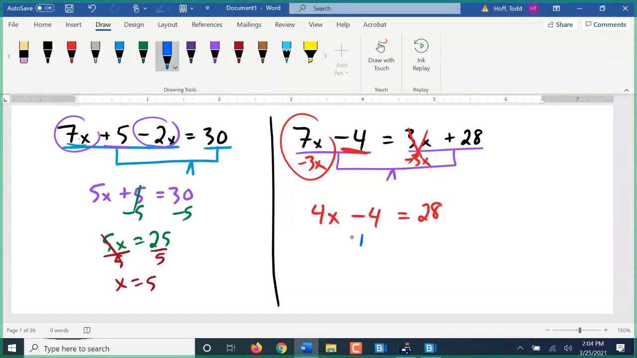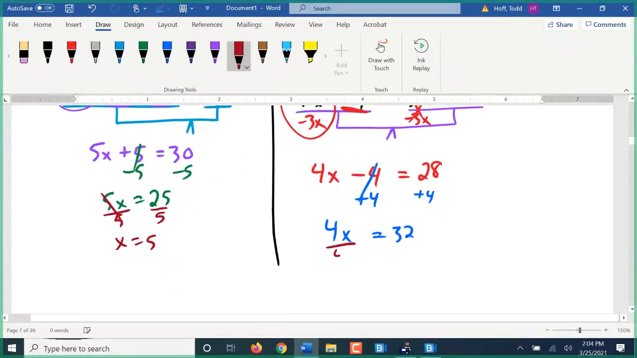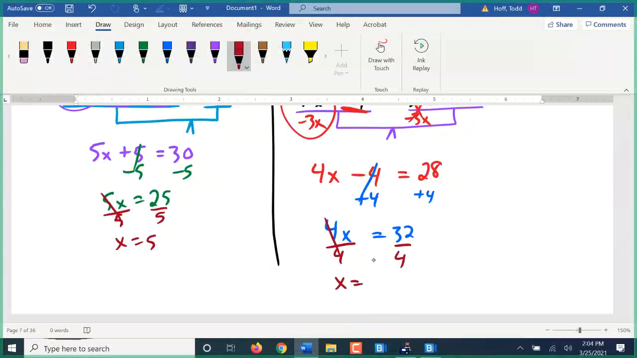Now to solve this, I am going to add 4. So I have 4x left on the left side. On the right side, 28 plus 4 is 32. And my last step, to get rid of the 4, I divide by 4. x equals 32 divided by 4 is 8.